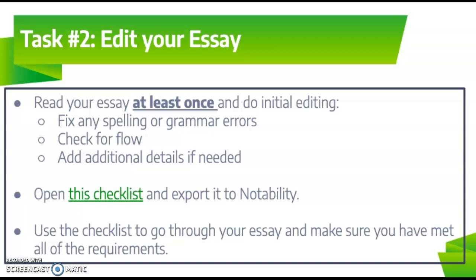Once you've done that and you feel pretty good about this essay, you're going to open up the checklist that I have linked here. You're going to export it to Notability. You're going to go step by step through the checklist. It's front and back. It goes through each paragraph. You want to make sure that you can check off, yes, I've completed each of these. And if you haven't, don't just blindly go through your checklist and check everything off. Actually go through your essay, check off one thing at a time, okay?